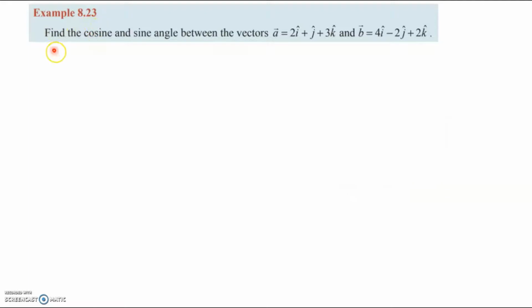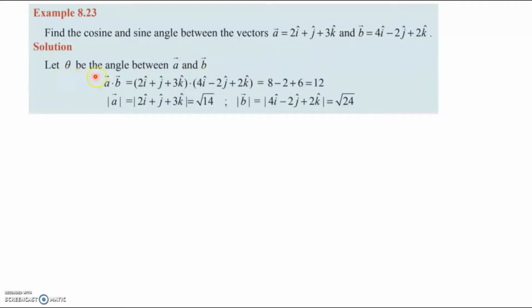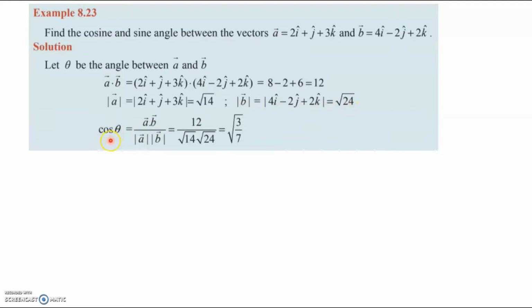Example 8.23. Find the cosine and sine of the angle between the vectors A and B. To solve, let theta be the angle between A and B. Then A dot product with B can be written as 12. Solving these two, we can get the answer as 12. And we can also find the magnitude of A as square root of 14 and magnitude of B as square root of 24. So our cos theta will be equal to A dot product with B divided by magnitude of A into magnitude of B. So substituting the values here, you get your result as square root of 3 by 7.